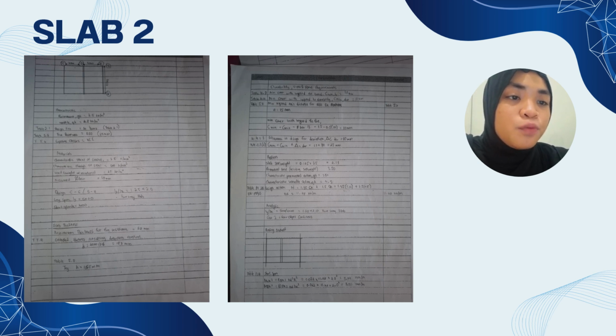The design of slab 2 begins with determining the loads acting on it. This includes the dead load, which consists of the self-weight of the slab and any additional finishes, and the live load, which depends on the intended use of the structure. After calculating both loads, they are combined and factored to obtain the ultimate load. This ultimate load represents the maximum load the slab must safely support under design conditions.